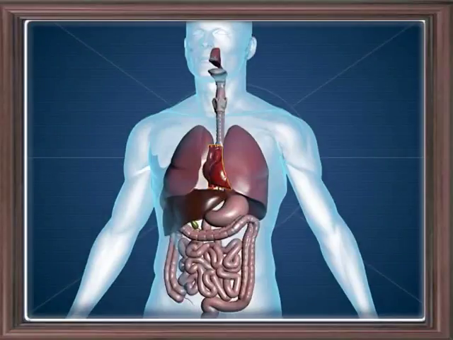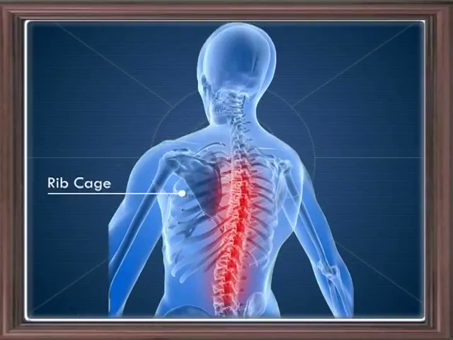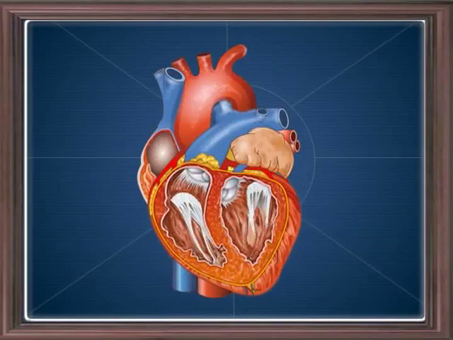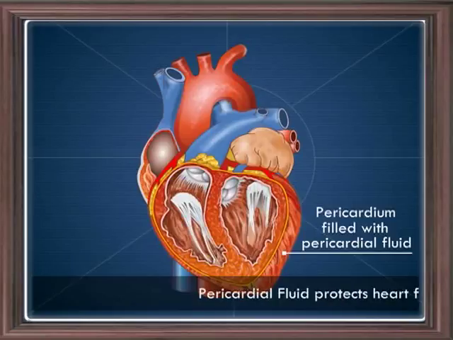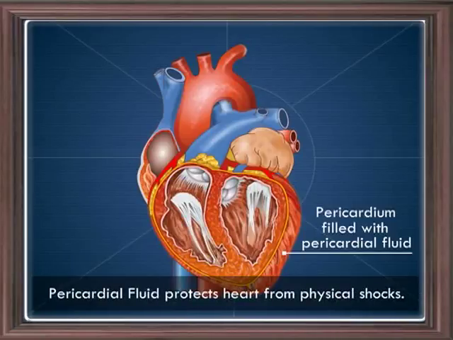The heart is located in the chest, slightly to the left side. It is protected by the rib cage in front and the vertebral column at the back. The heart is enclosed in a sac called pericardium. The space between the pericardium and the wall of the heart is filled by a fluid known as pericardial fluid. This fluid protects the heart from physical shocks.